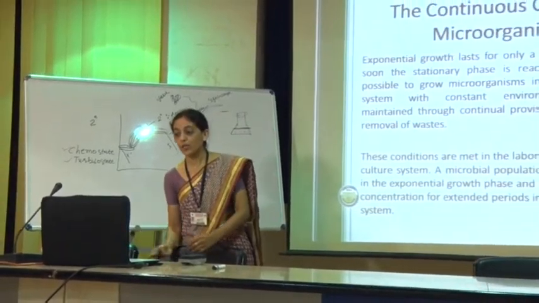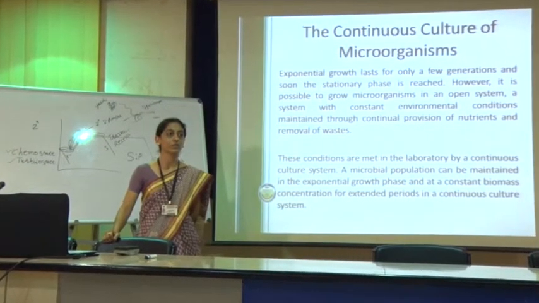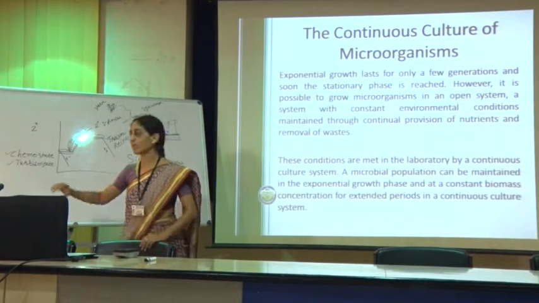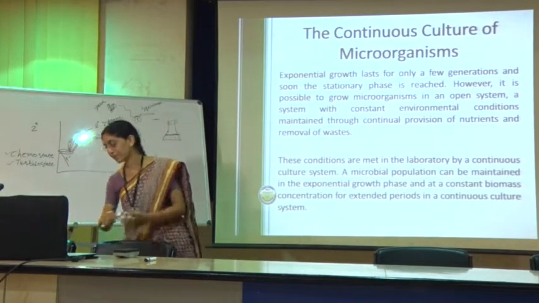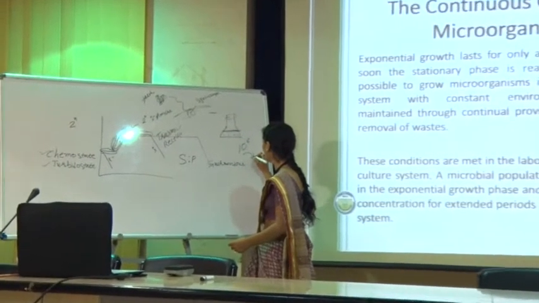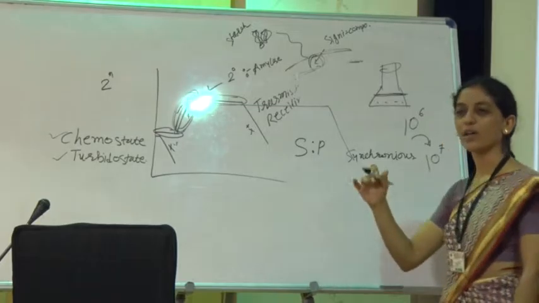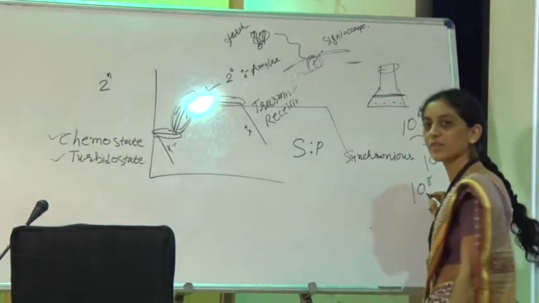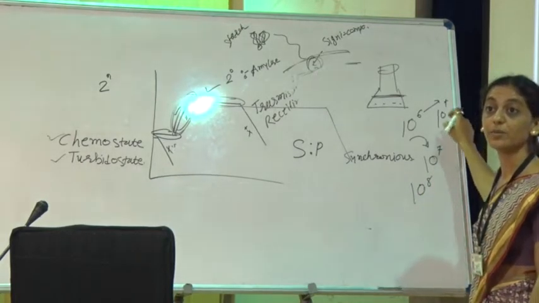A microbial population can be maintained in the exponential phase at a constant biomass concentration. Sometimes, while you add nutrients, the population increases, and that increases the turbidity. Suppose initially it is 10 raised to 6. As time passes, you continuously add nutrients, it goes a little higher to 10 raised to 7, but you allow that. Then 10 raised to 8, again a little bit, but if it reaches 10 raised to 9, three times higher, what you need to do is remove the turbidity.